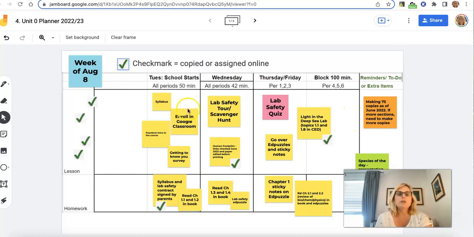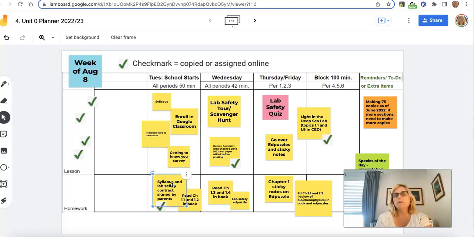Okay, so I start here with just my basics. I go over my syllabus briefly. It's super boring, so I don't like to spend a long time on my syllabus with kids. Now, this is the syllabus for parents to sign, not the AP syllabus for your audit. We get in Google Classroom, yada, yada, getting to know you.